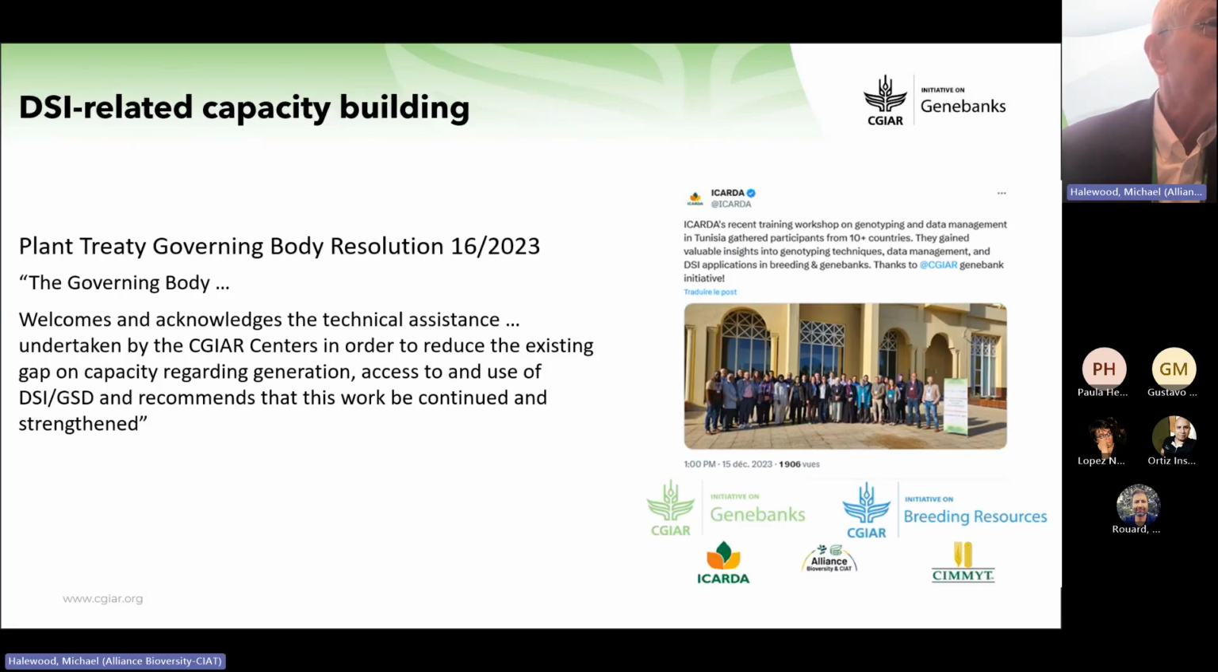Another core component of what we do is capacity building. For the developing countries, it's becoming an increasingly important part of what we do. It was pleasant to have this recognized by the governing body of the Plant Treaty last year. They welcome and acknowledge the technical assistance undertaken by the CGIAR centers to reduce the existing gap on capacity regarding generation, access to and use of DSI/GSD, which is another term that they use, and recommend that this work be continued and strengthened. We would be continuing and strengthening it anyway, but it's nice to have it recognized by a governing body.